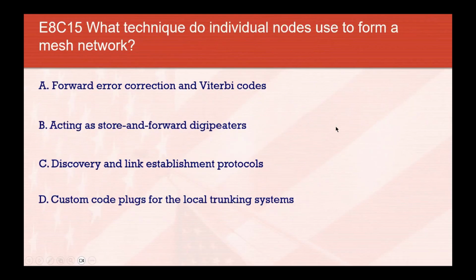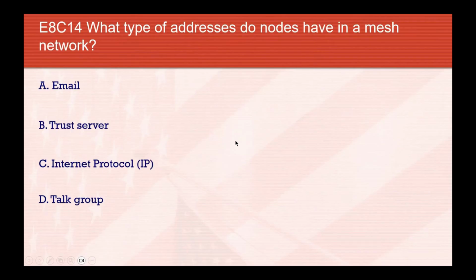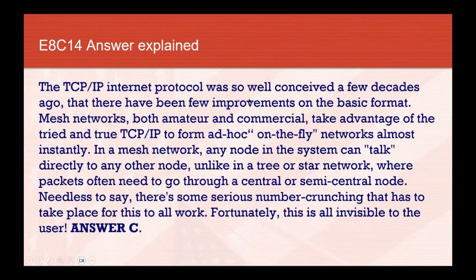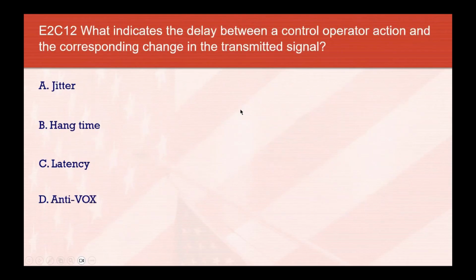Okay, what technique do individual nodes use to form the network? Well, I'm getting ahead of myself here again. This is where the discovery and link establishment comes in. The firmware that's programmed into those wireless routers allows them to discover the other mesh stations and to set up the links between all the different mesh stations that are out there. What type of addressing do nodes use? And this is what I was getting to too early. It's plain old TCP/IP, standard internet protocol. Nothing special about that one.